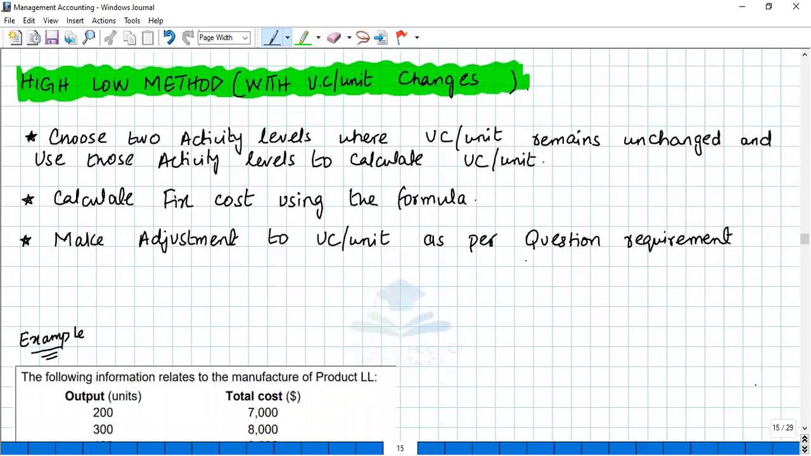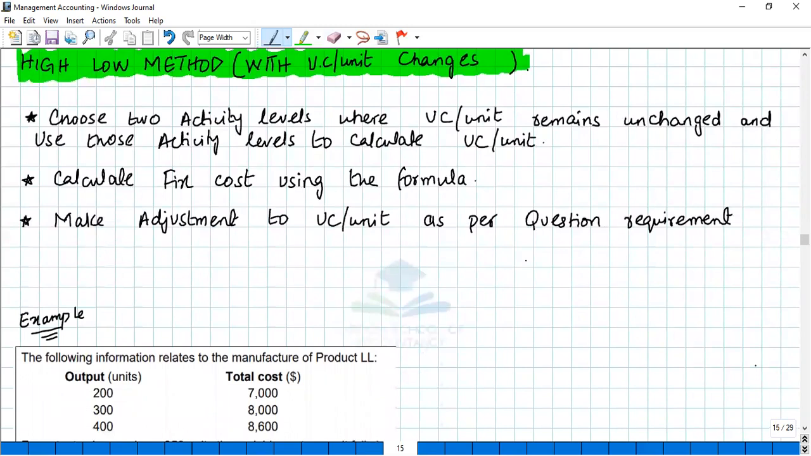Now there is the Hilo method with variable cost per unit changes. Now let's say in the question, the examiner says that there is a change in variable cost per unit after a certain activity level. Now how should you deal with that? So the first step is very simple. You have to choose two activity levels where the variable cost is the same, and calculate the variable cost per unit using the formula with those two relevant activity levels. Then similarly calculate the fixed cost, and afterwards you need to make the adjustment according to the question.